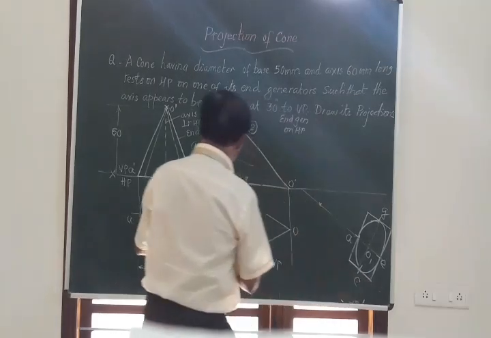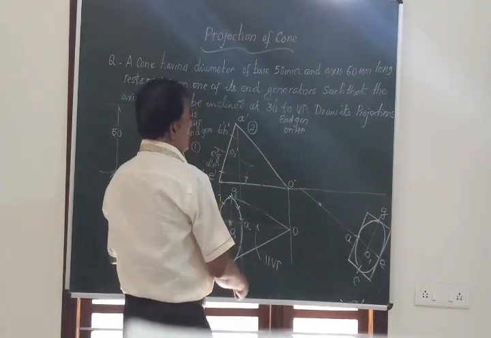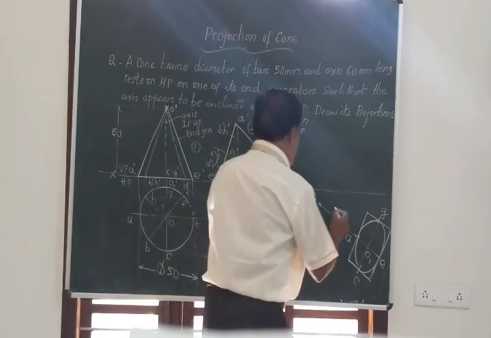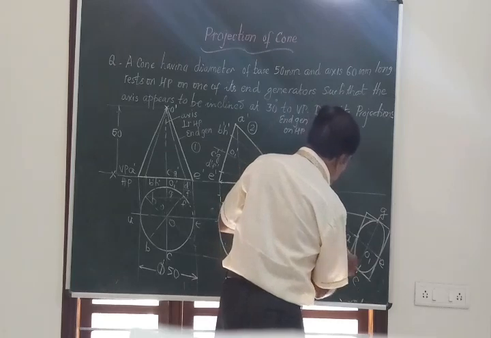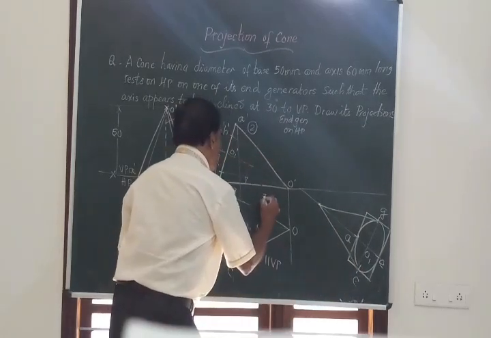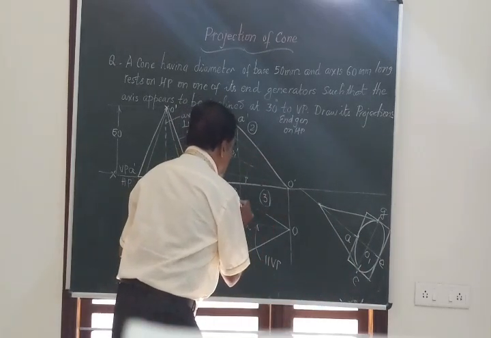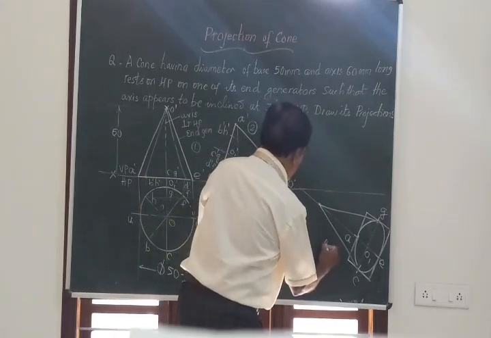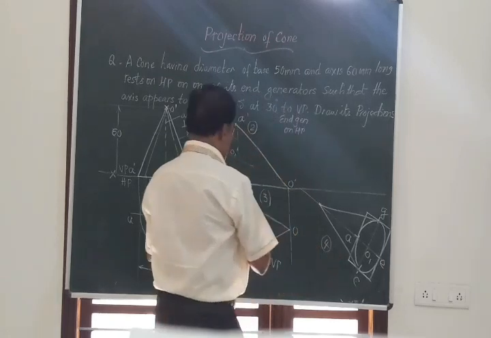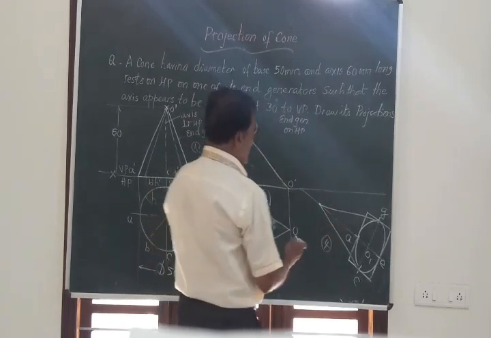So on the same lines, what are the points? Other points can be marked here. So this is the top view, final top view you have got. This is figure number 3 and figure number 4 is exactly identical. This is figure number 4. 3 and 4 are photocopies.